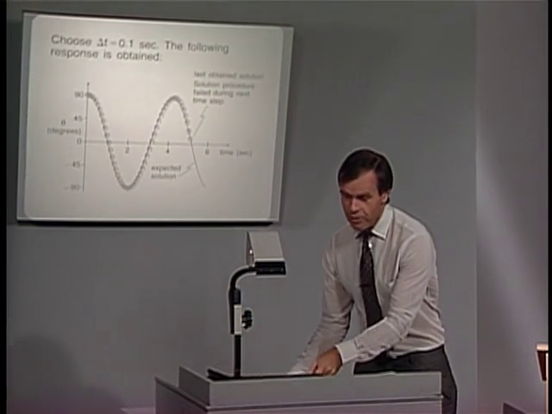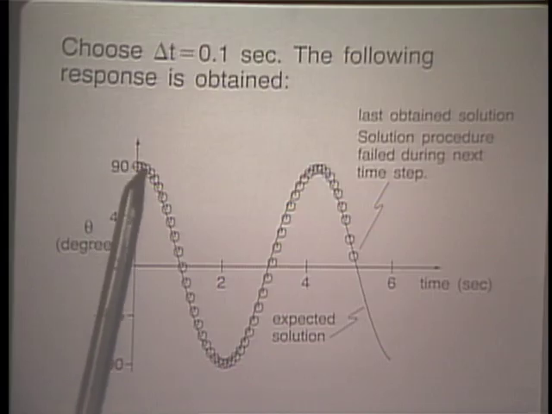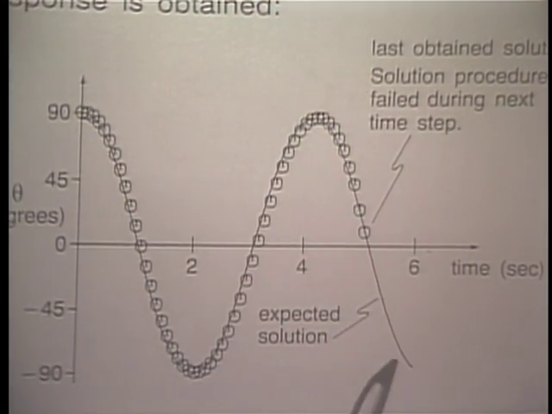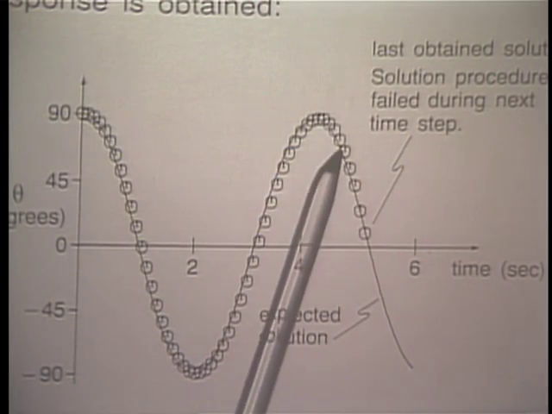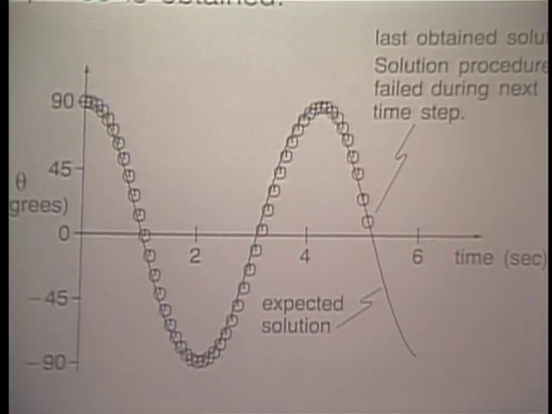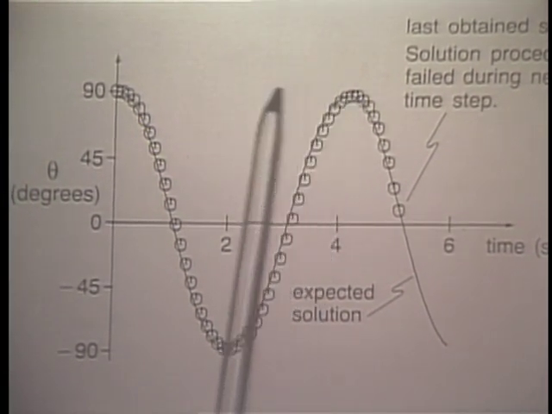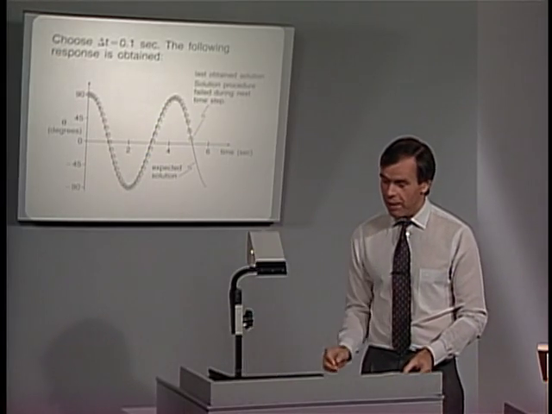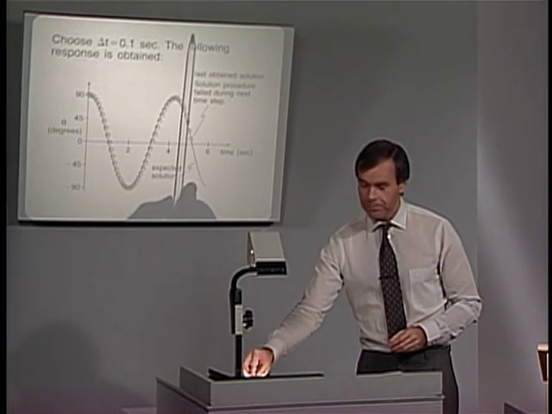In our first analysis, we choose the time step to be equal to 0.1 seconds. And in that case, the following response is obtained here. The expected solution is shown as a solid line, and these circles here show the calculated finite element solution. Notice 90 degrees theta here, minus 90 degrees here, and then we return to 90 degrees. The solution looks quite fine, looks stable, and in fact, if you look at the textbook, you would find that there I'm giving the solution up to here.